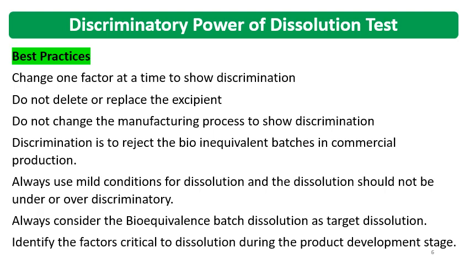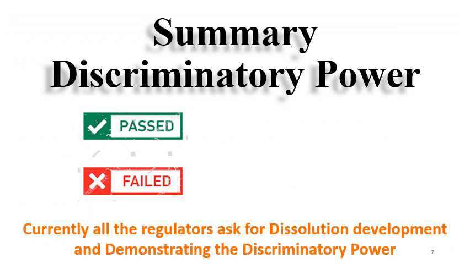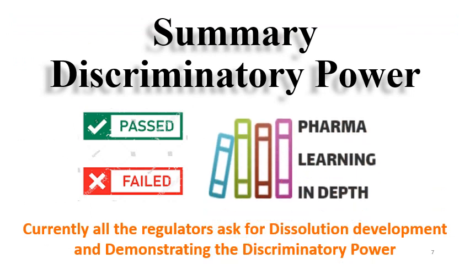Then identify the factors critical to dissolution during the product development stage. So as I talked in the previous slides, always have the list of critical attributes for the dissolution and then go for showing or demonstrating the discriminatory power. So for this video, this was the information, and I hope this video may help you for making the batches for showing the discriminatory power.